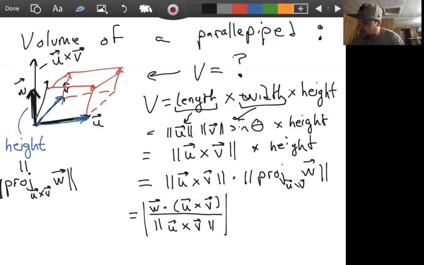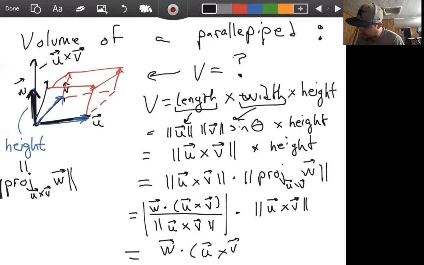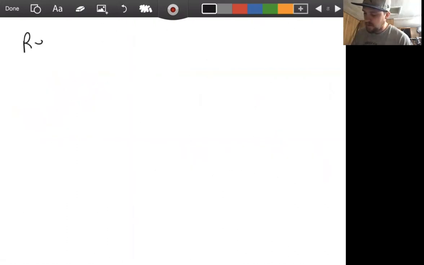And so this is all times the magnitude of U cross V, right? And so these cancel and we get W dot U cross V, and we get its absolute value. Okay, and what this means is, let's recap.